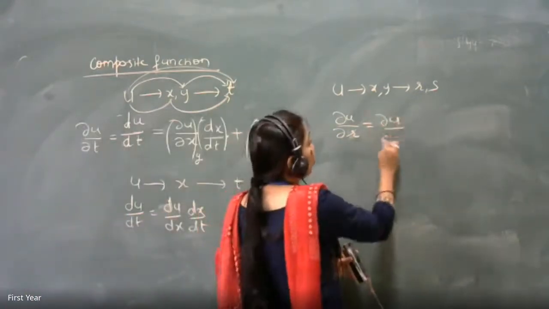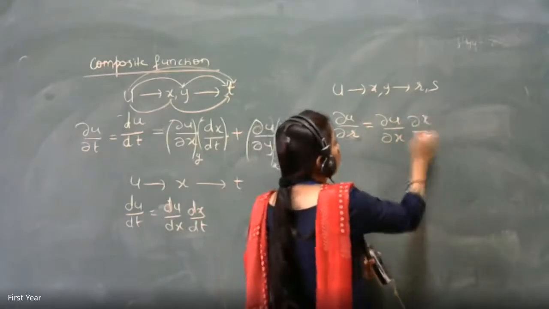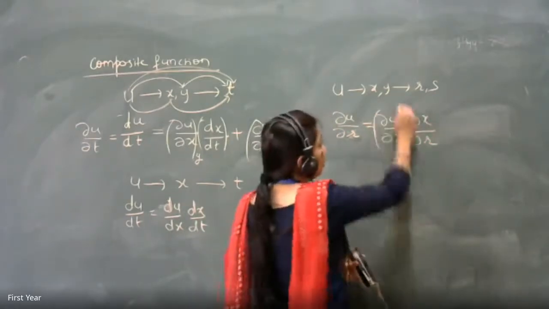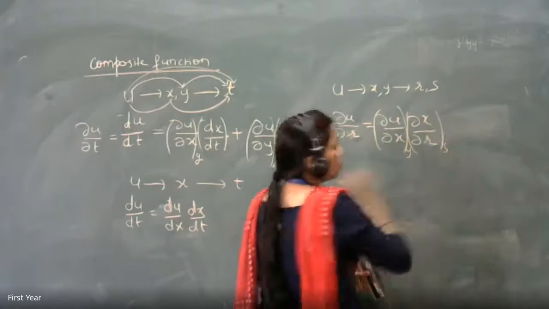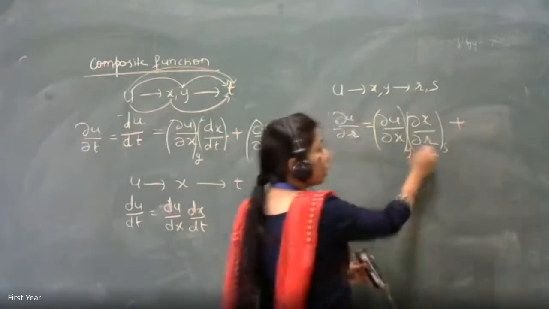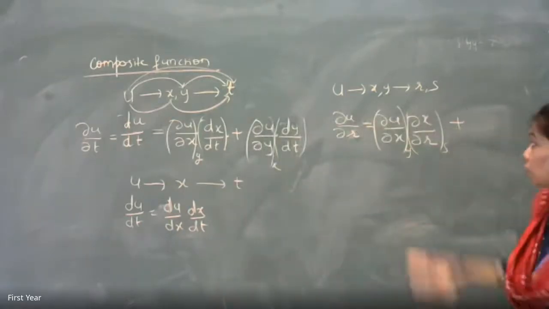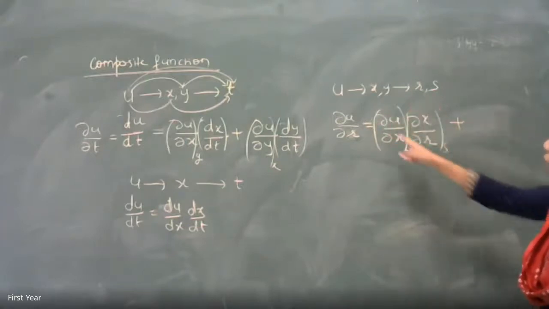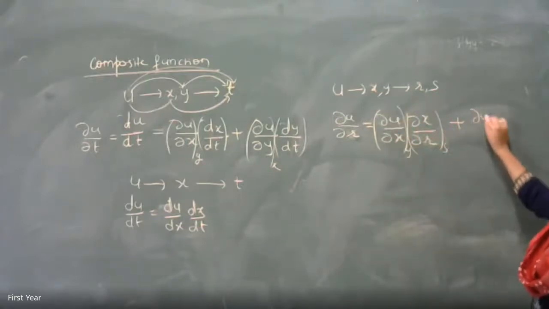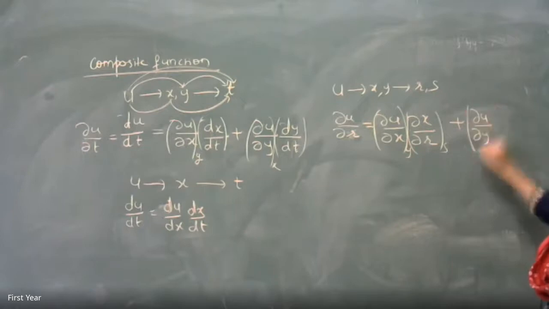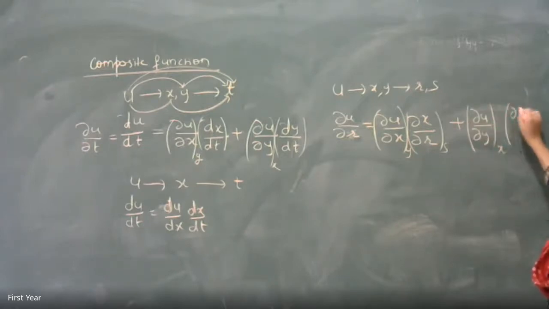So u with respect to x, x with respect to r. Here y will be constant. Here s will be constant. This is one way to go from u to r with the help of x, or you can go with the help of y. So u with respect to y, that time x is constant, and y with respect to r, that time s is constant. Is this clear?